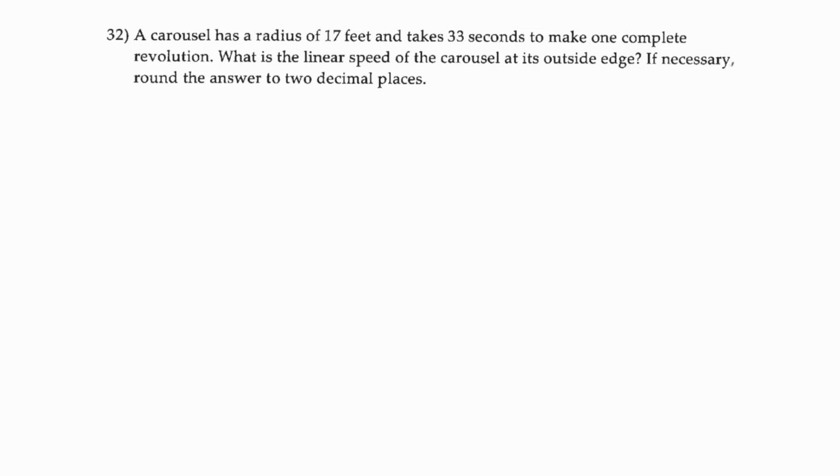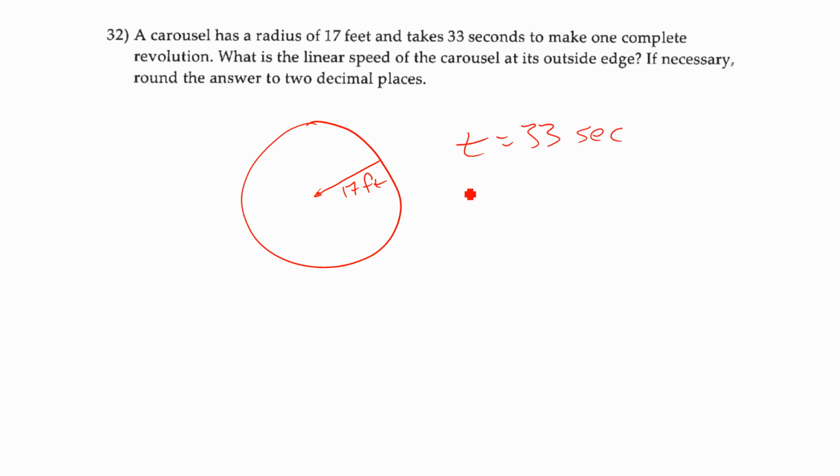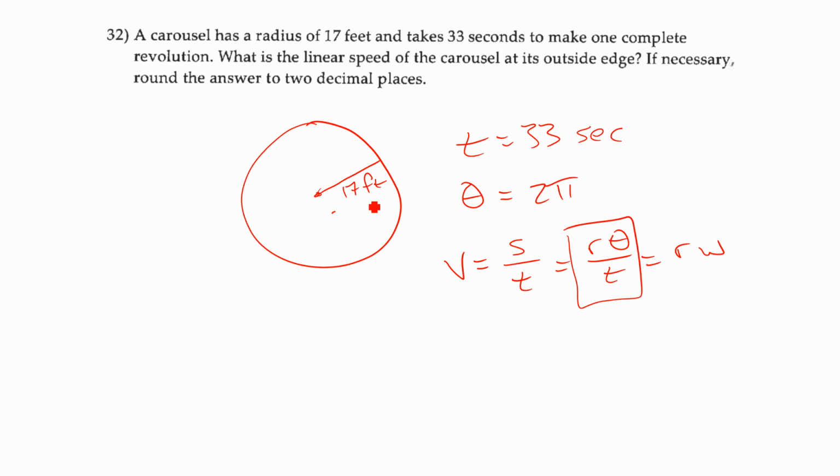All right, a carousel has a radius of 17 feet. Let's try a carousel. The radius is 17 feet, and it takes 33 seconds, t equals 33 seconds, to make one complete revolution. So our theta is a full revolution. It's 2 pi. What's the linear speed at its outer edge? All right, so our linear speed, v, formula, we could say s over t. We can say r theta over t, or we could say r omega. And the one that we're going to want to use here is this middle one, r theta over t, because we have an r, we have a theta, and we have a t.